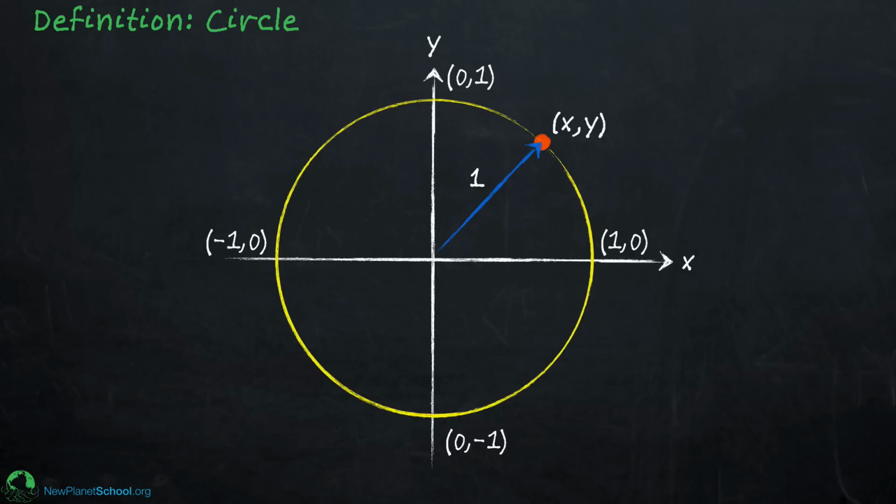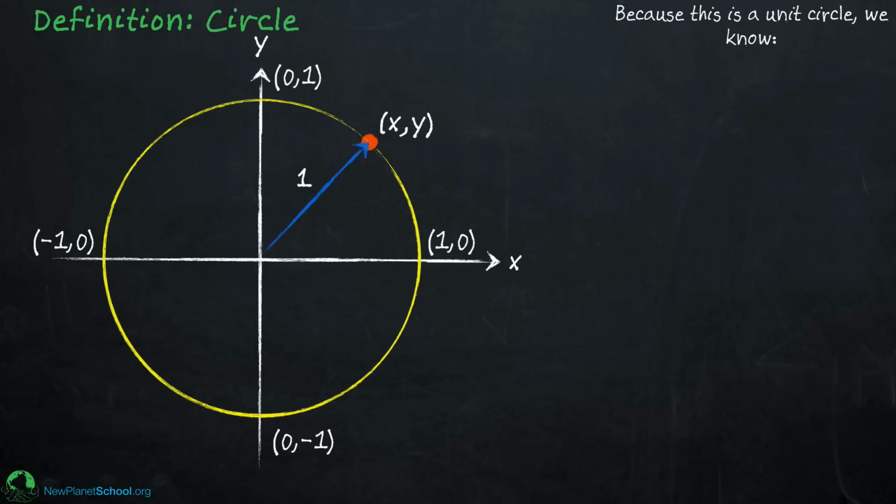Let's talk about the definition of a circle. Before we even get to trigonometry, what do we know about circles in general? This is a circle, and so we can write certain things. If this is a point (x, y) on the circle, some arbitrary point, one of the things that we know right away is that x squared plus y squared equals the radius squared. That's the general formula that describes a circle that's centered at the origin.